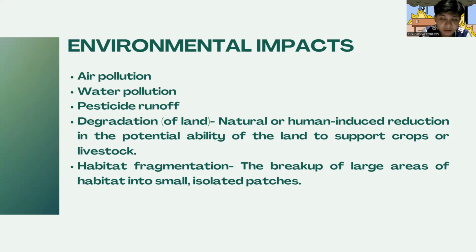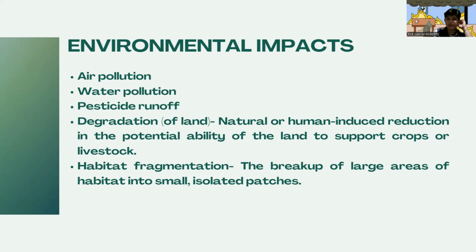Now, the degradation of land. Soil degradation happens when land loses its ability to support crops and livestock. It is caused by overfarming and overgrazing, erosion from wind and water, and loss of nutrients due to excessive chemical use. Now, the last one is the habitat fragmentation.